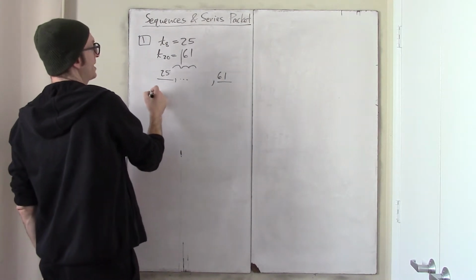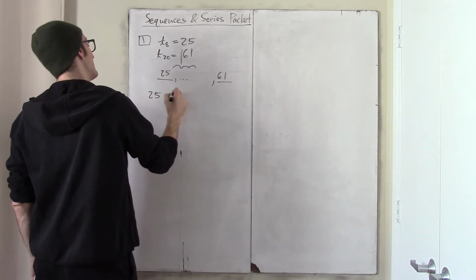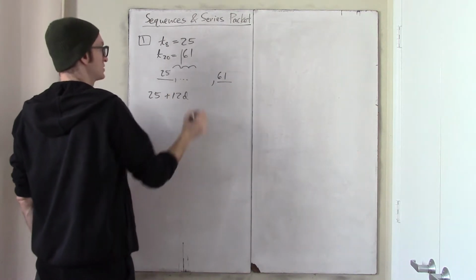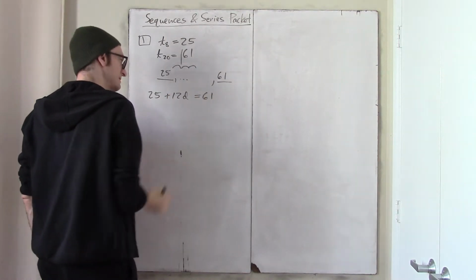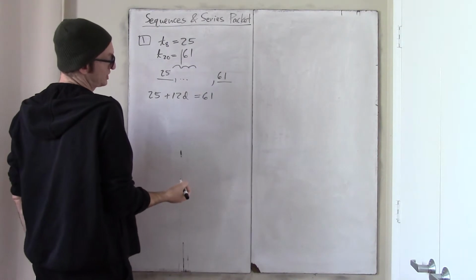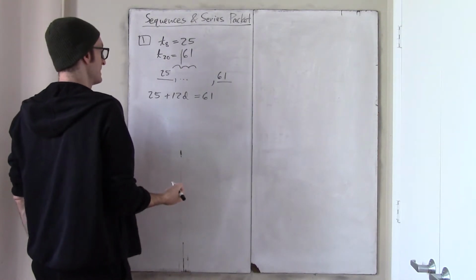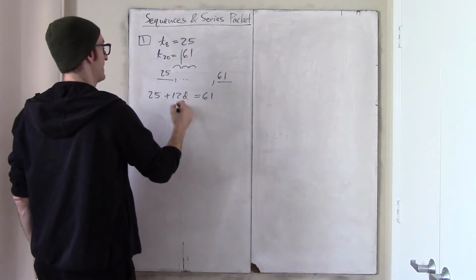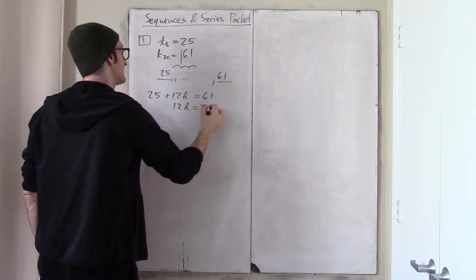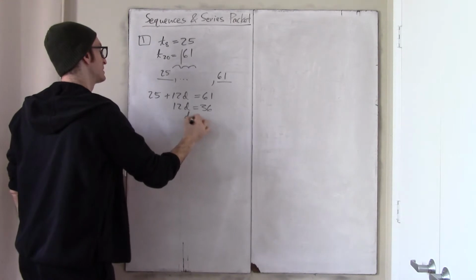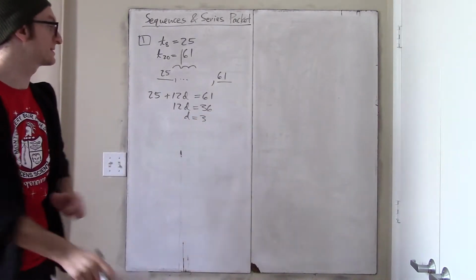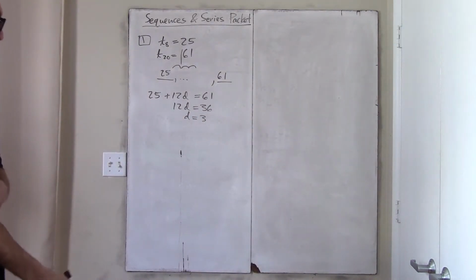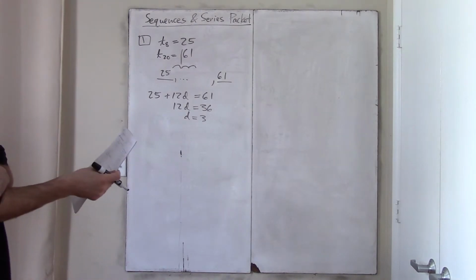Okay, so what do I know? I know that if I start with 25 and add the common difference 12 times, then I get 61. Okay, well now I just do this, right? So that's 36. Yeah. So 12d is 36, and so d is 3. Okay, great. Now that I know what the common difference is, then what do I want? The first term.